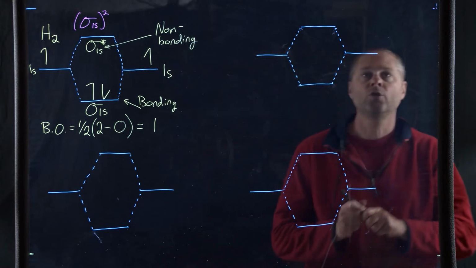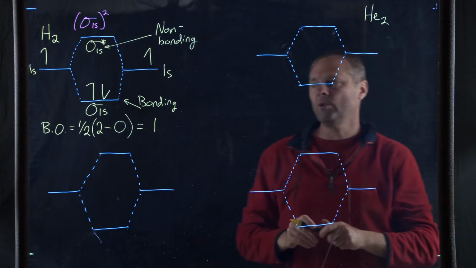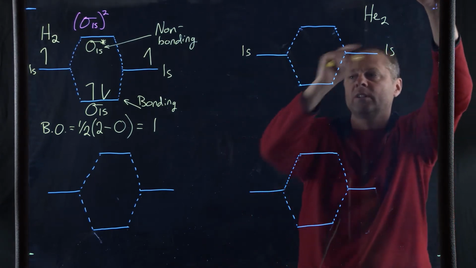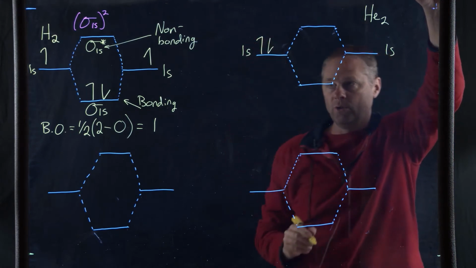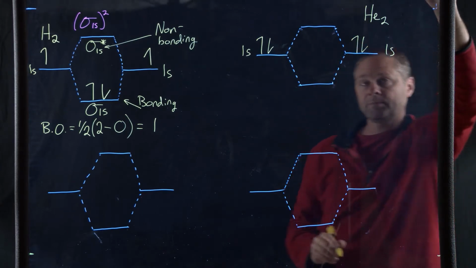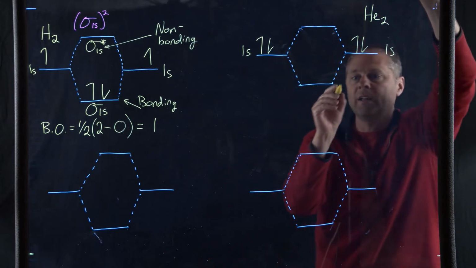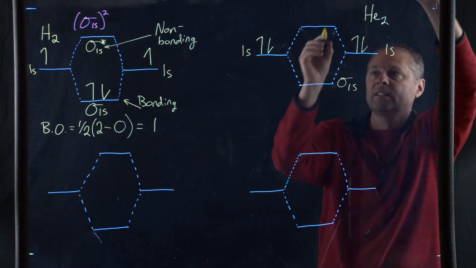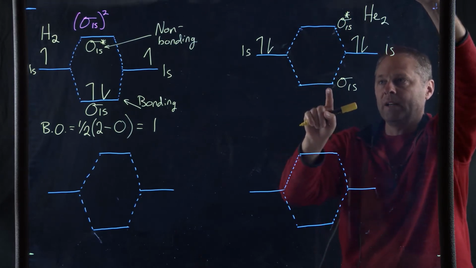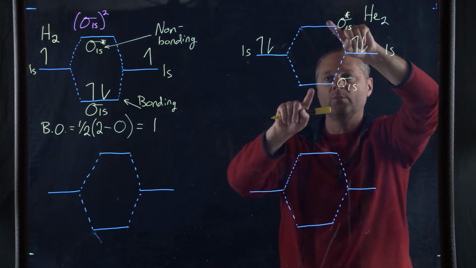If we move over here and do helium 2, this would be the 1s for one of the heliums, and we know that there are 2 1s electrons for each helium atom. If you look at the electron configuration for helium, it's going to be 1s2. Likewise, this is going to be a sigma 1s. This is going to be a sigma 1s star. This is the bonding orbital. This is the anti-bonding orbital. We have 2 atomic orbitals, so we're going to have 2 molecular orbitals.